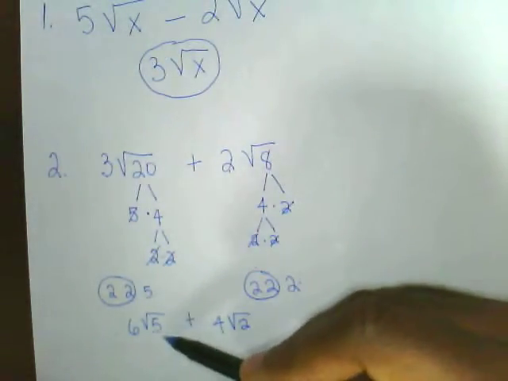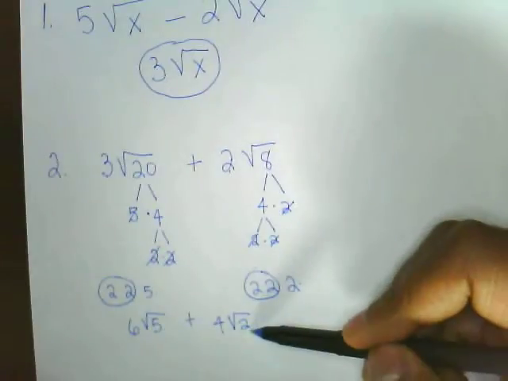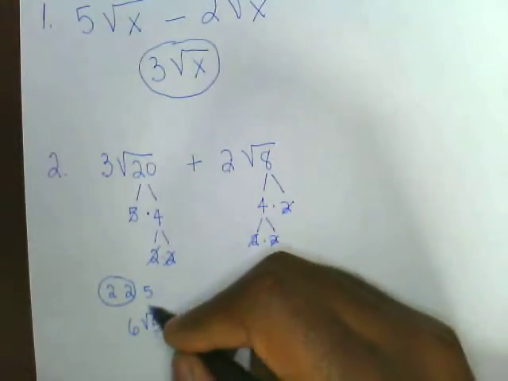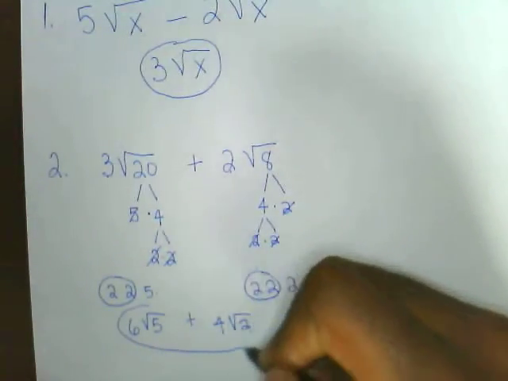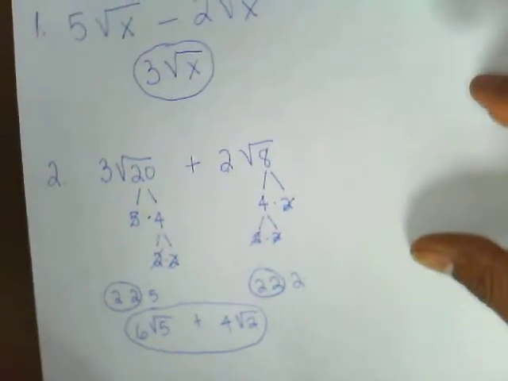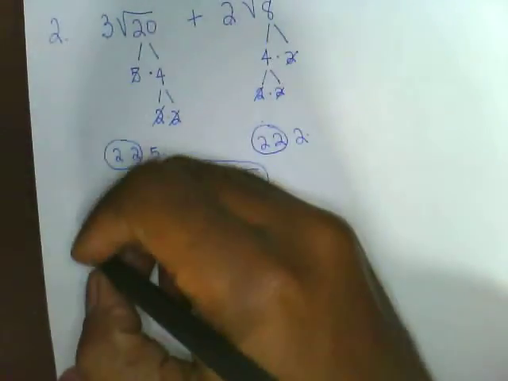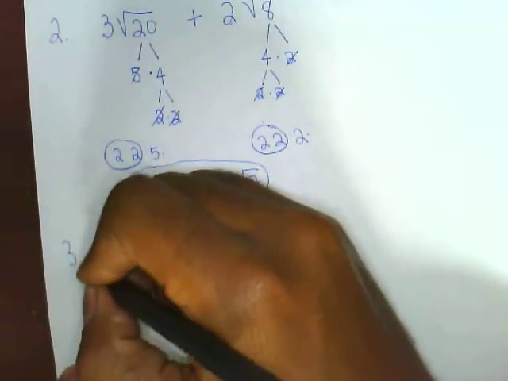Now we look at this. 6 radical 5 plus 4 radical 2. Are the radicands alike? No, they aren't. So we can't add these. This is our answer. Moving on to number 3.